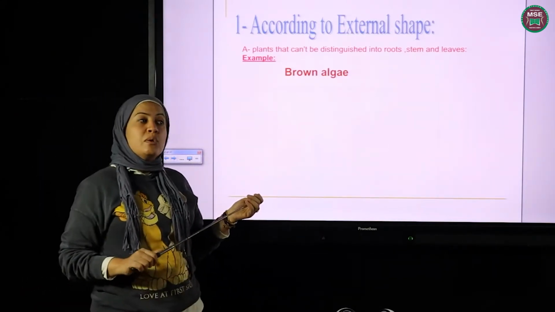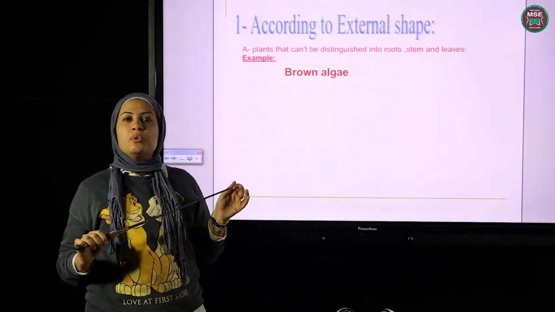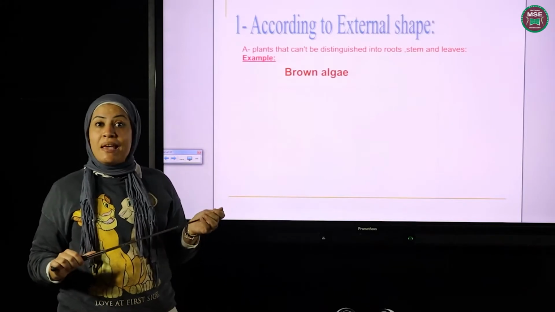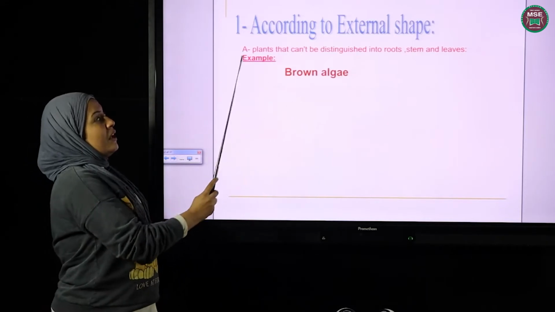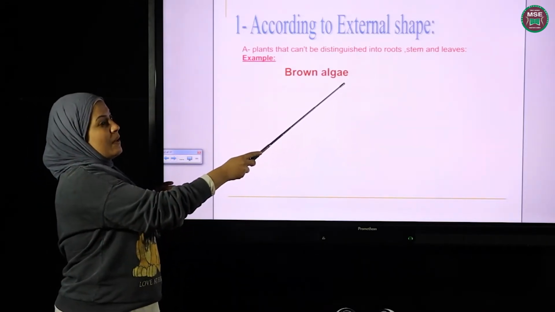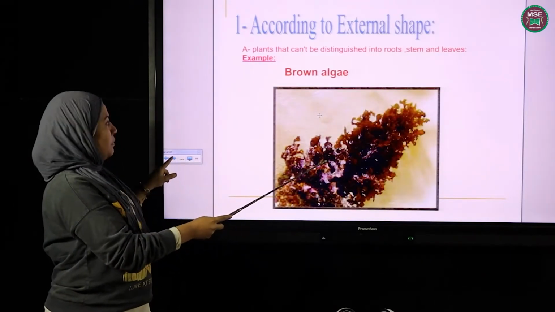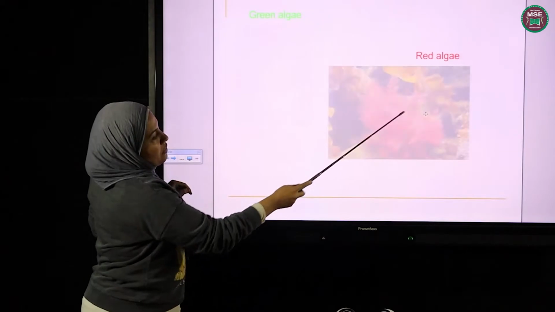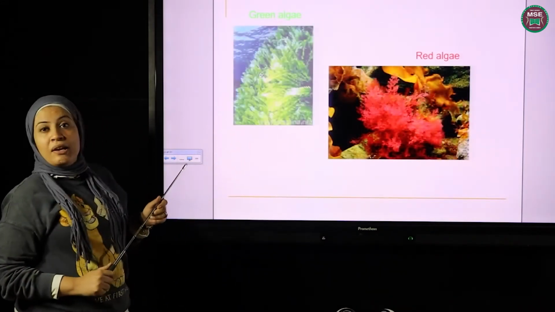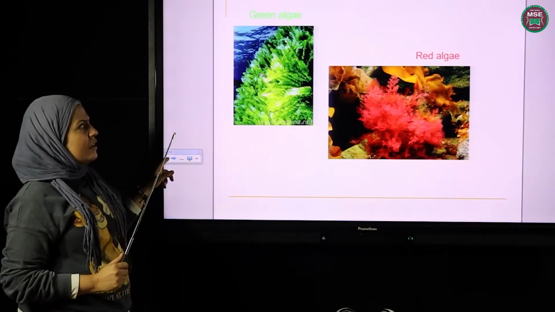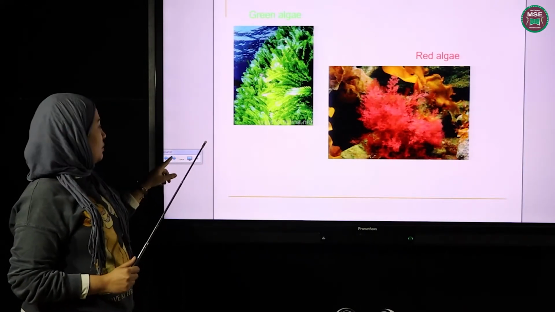Some plants can be distinguished into root, stem, and leaves, and other plants can't be distinguished into roots, stem, and leaves. The plants that can't be distinguished into root, stem, and leaf, like algae, don't distinguish into root, stem, and leaves, like brown algae. This is the shape of brown algae. And red algae. This is the shape of the red algae. And this is the shape of the green algae. Okay, we can see it in the sea, in the oceans, under the surface of the water.